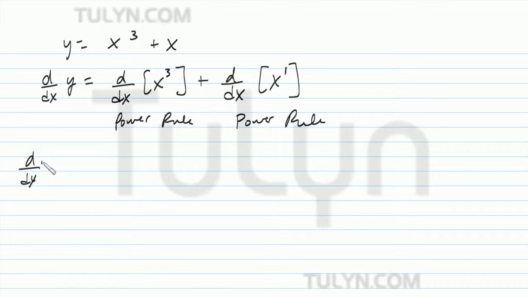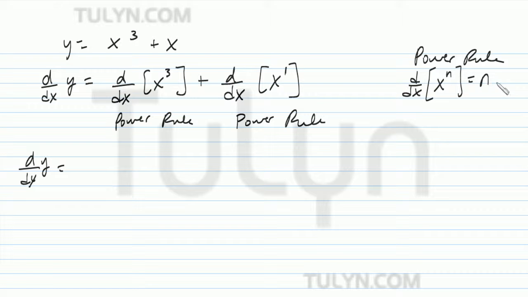So derivative of y, right? Go ahead and recall the power rule. Towards your right, the power rule is as follows. The derivative with respect to x of x to the n power equals n, that power, times x to the n minus 1 power. So the derivative of x to the third is 3 x to the 3 minus 1, plus the derivative of x to the first power, which is 1 times x to the 1 minus 1. All I'm doing is the power rule, where here n equals 3 and here n equals 1.